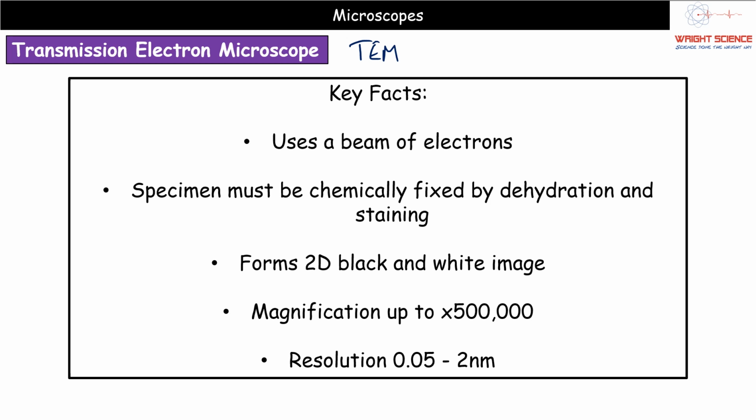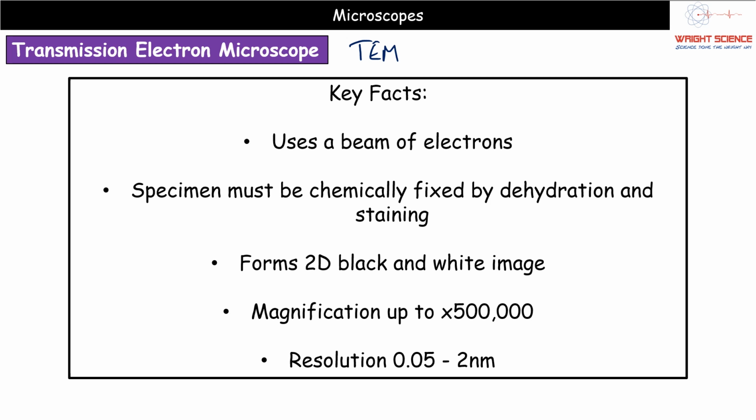What do we get at the end? We get a two-dimensional black and white image. But here's the really good thing. This is a magnification of up to 500,000 times. That's a lot. So this means that we can see really tiny structures within the cell.